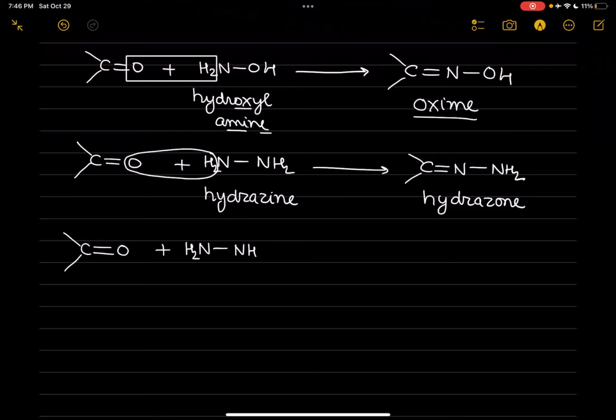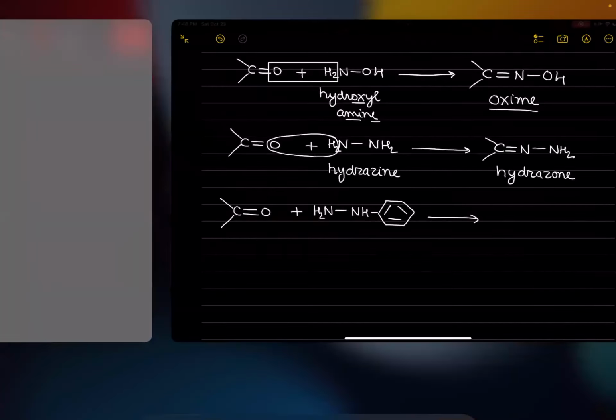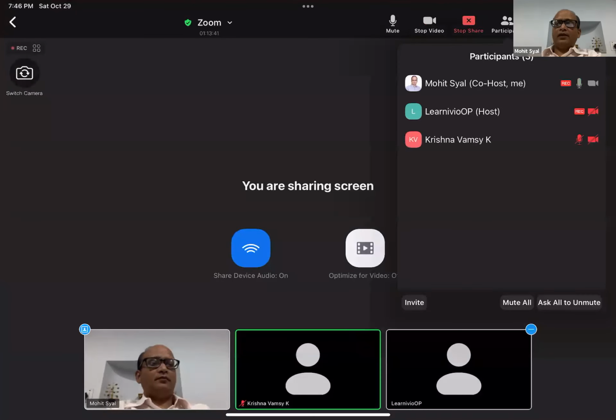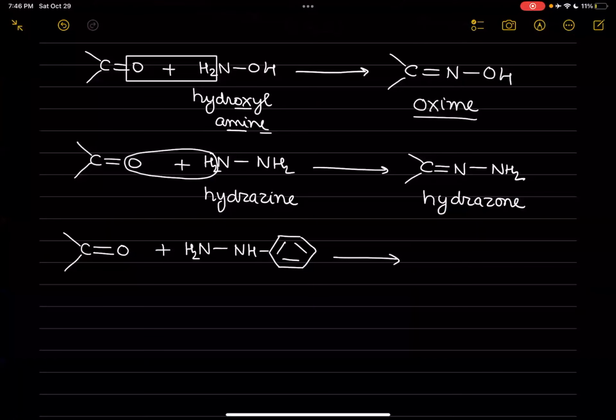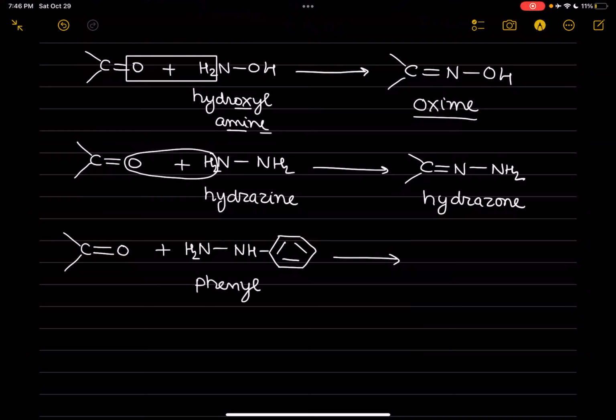What's the name of this product? I have attached one group on hydrazine. Just need to add the name of that group on hydrazine. You can tell me the name of the product. Yeah, tell me. So benzohydrazine. Yeah. Phenyl hydrazine. Right? Yes, sir.